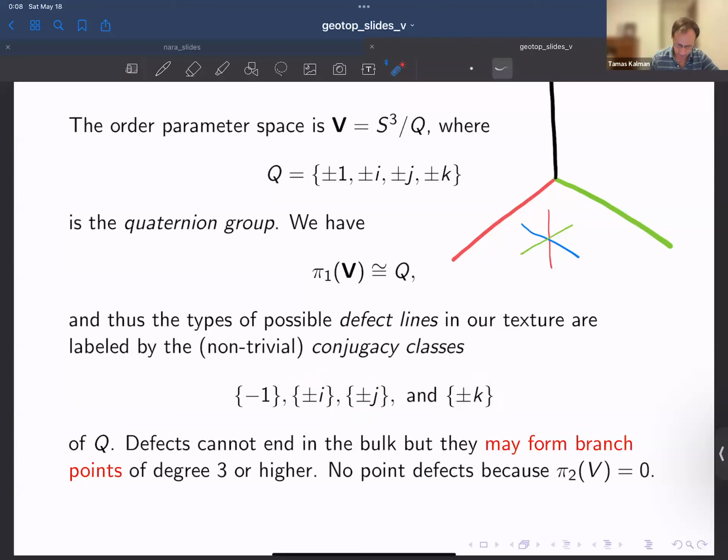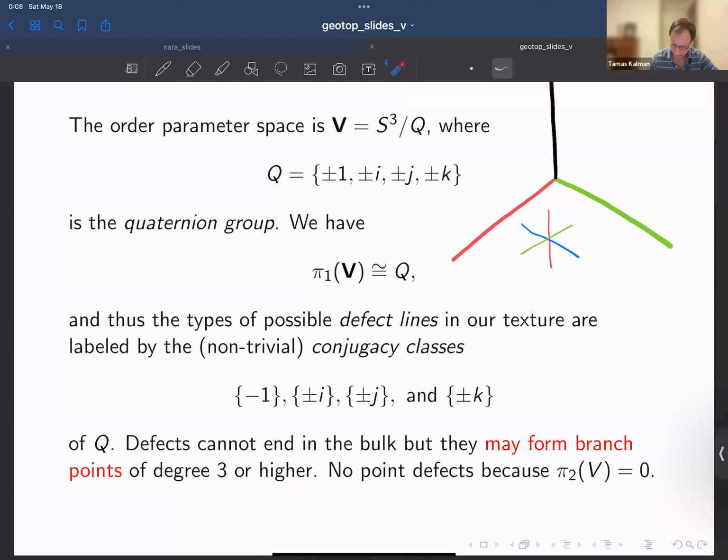So the defect lines that come in these types cannot end in the bulk. That's a very well-known observation. But in this case, they actually may form branch points. Degree 3 will be the typical case, but it could even be higher. Well, that will be very transient, of course, I realize, but degree 3 is definitely possible and has been observed.